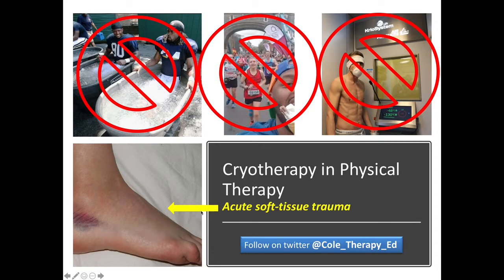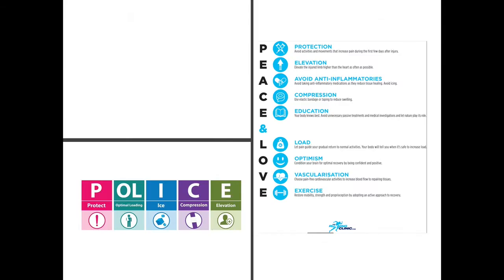So before we go on with ice, let's revisit what we're thinking about here. These two acronyms: you've got POLICE in the bottom left corner there, protection, optimal loading, ice, compression and elevation. So we're only focusing on the ice. Just to make you aware that in a recent British Journal of Sports Medicine editorial, there was a recommendation for the acronym PEACE and LOVE, and you'll notice that ice isn't included in that, and perhaps we'll find out a little bit more about why within this session.